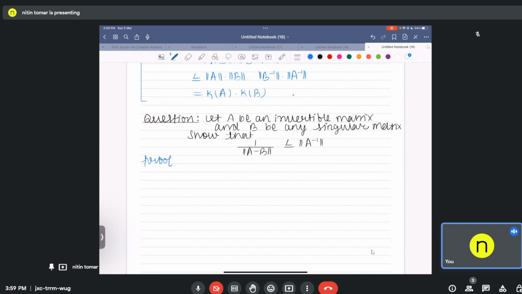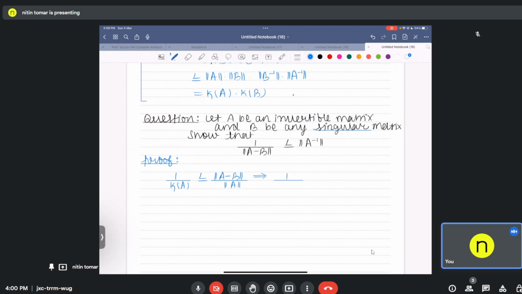A is invertible and B is any singular matrix. Singular means non-invertible, okay? So what does it mean? You already know that we have proved that 1 upon kappa A is less than or equal to one. So what does it imply?